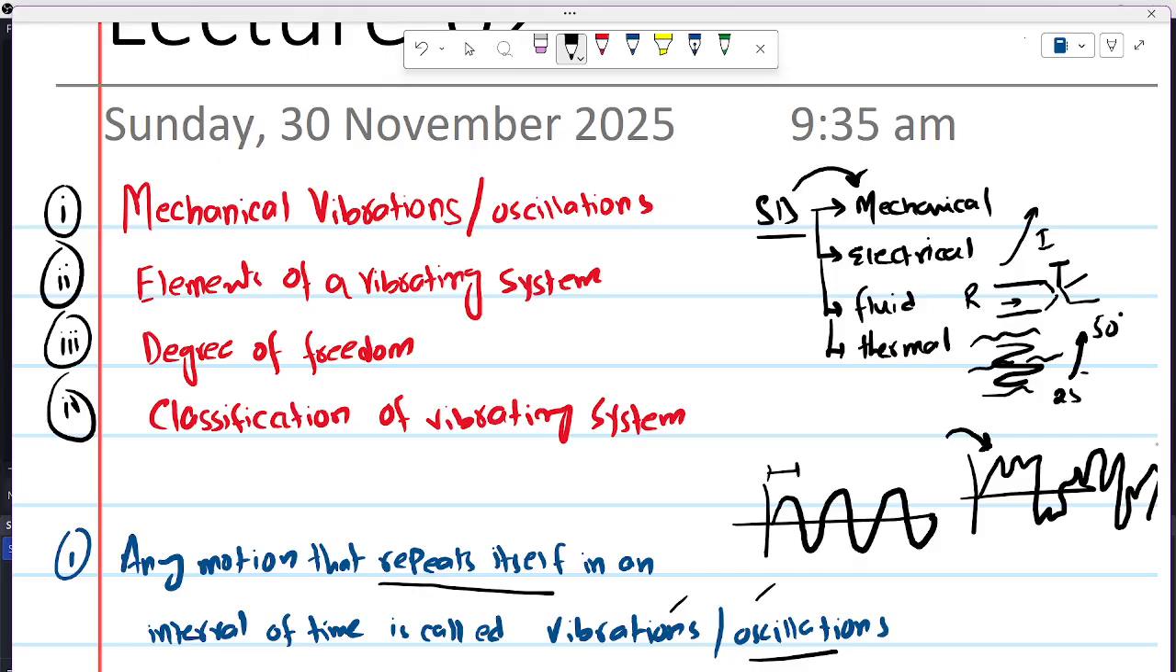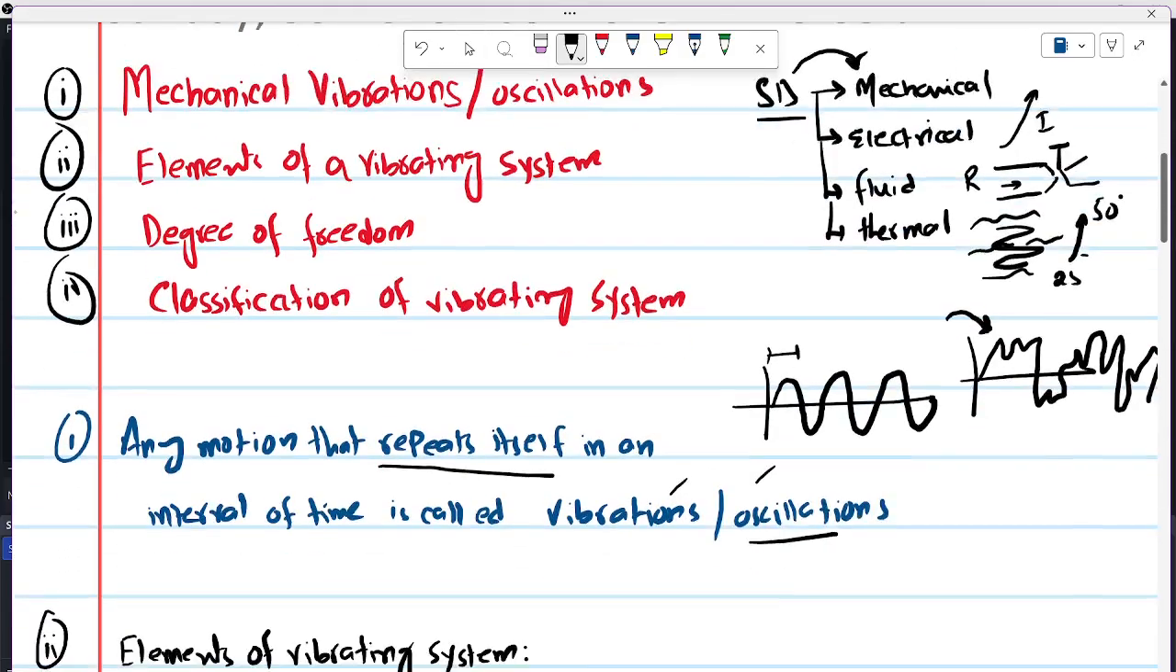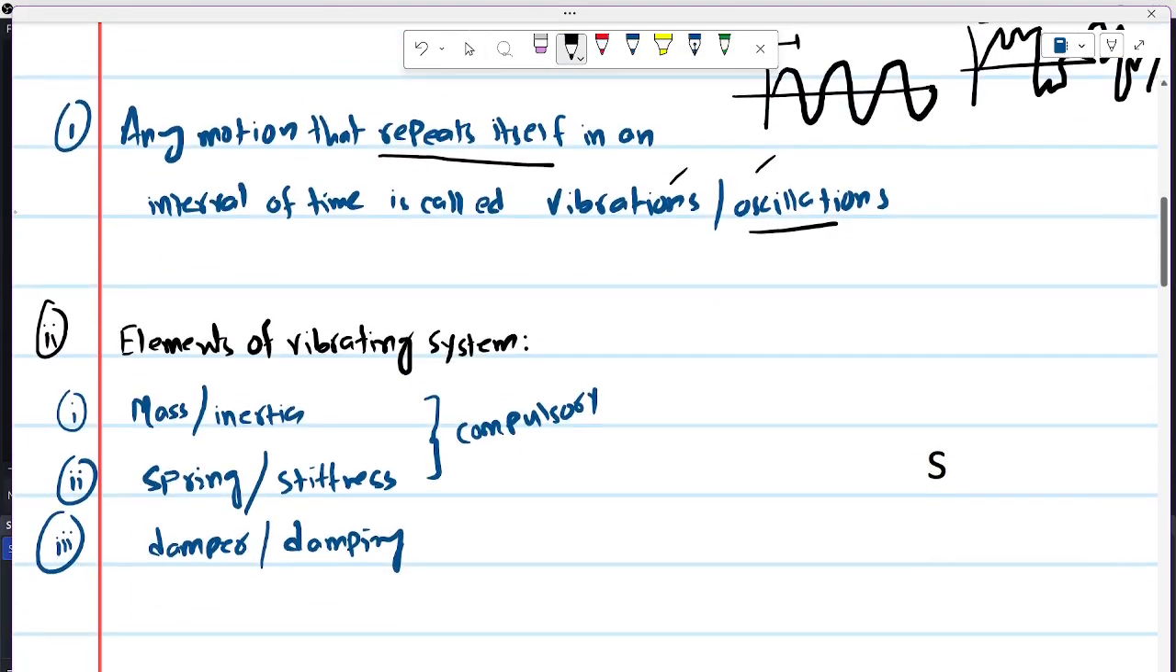So starting with the second section, that is elements of a vibrating system. There are three fundamental elements which make up a vibrating system. The first one is mass, or you can call it inertia, the property because of the mass. The second one is spring, or the stiffness, a property because of the spring. And the third one is damper, or the damping itself, a property because of the existence of the damper.